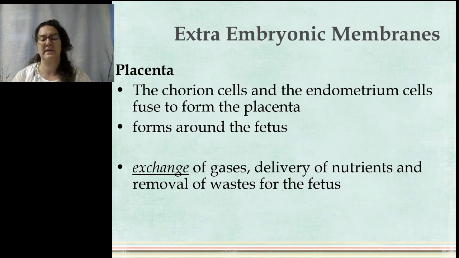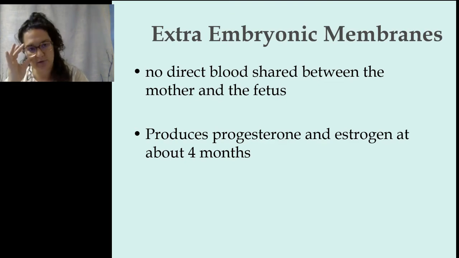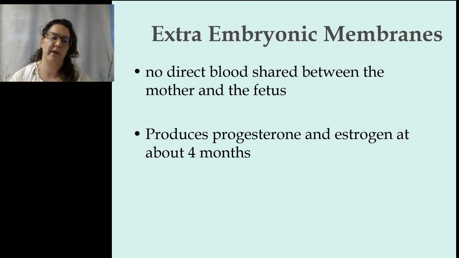The placenta is the site of the exchange of gases, delivers nutrients and oxygen to the fetus, and removes wastes and carbon dioxide. And generally, there's no direct blood share between the mother and the fetus. However, chemicals and hormones are able to cross that placental blood barrier. The placenta will also produce progesterone and estrogen at 3 to 4 months. And this then takes over from the corpus luteum in preventing uterine contractions, preventing follicular development and ovulation, and maintaining the uterine lining.